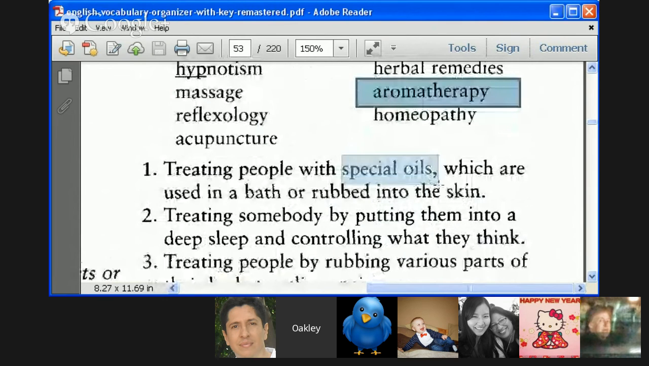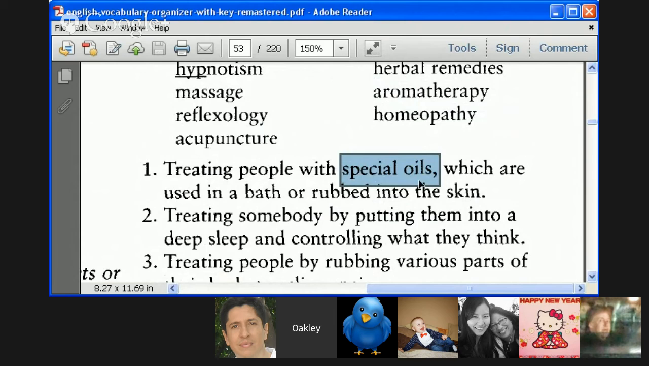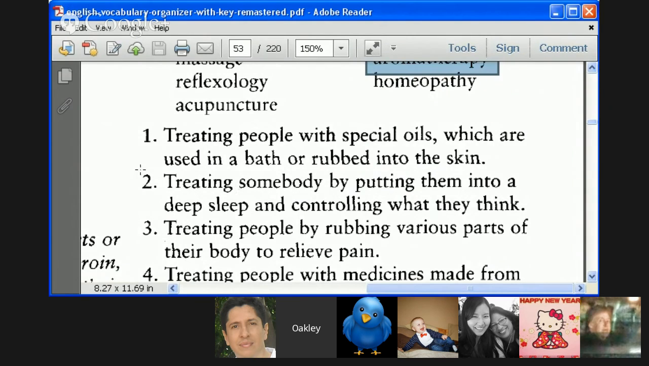Stinky, smelly oils. Not stinky, smelly. Yeah, bad smells, but I think so. Sometimes, yeah, or put into the bathtub too. Yeah. Right, okay. Aromatherapy. I think that's aromatherapy. Okay. I don't do a lot of alternative medicine, so if I'm wrong, don't blame me.